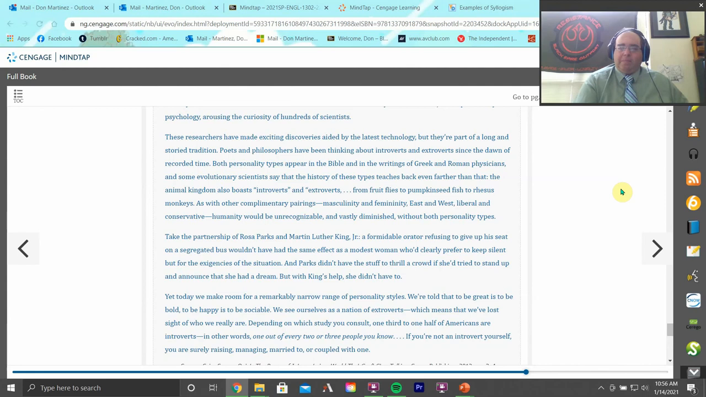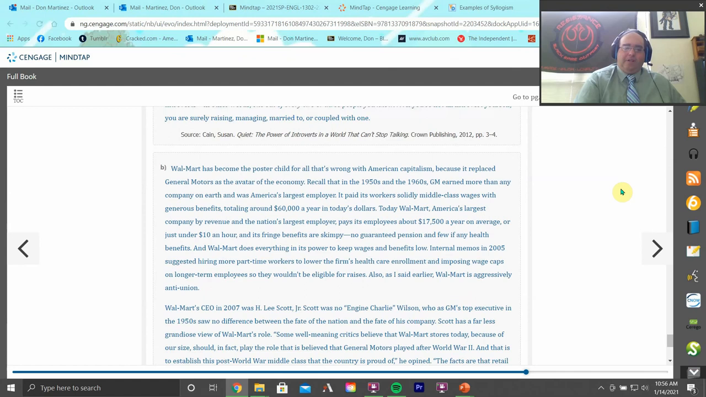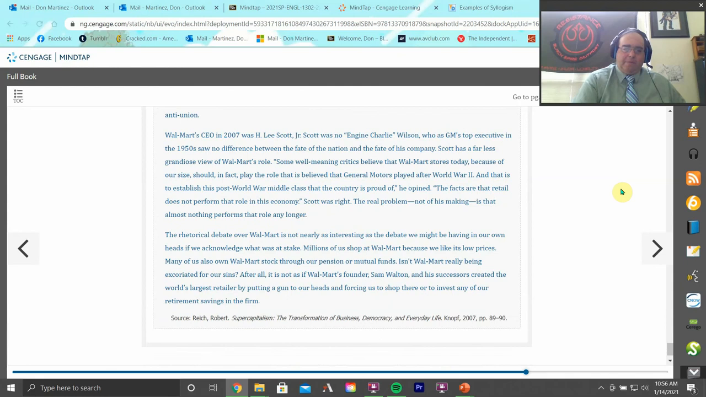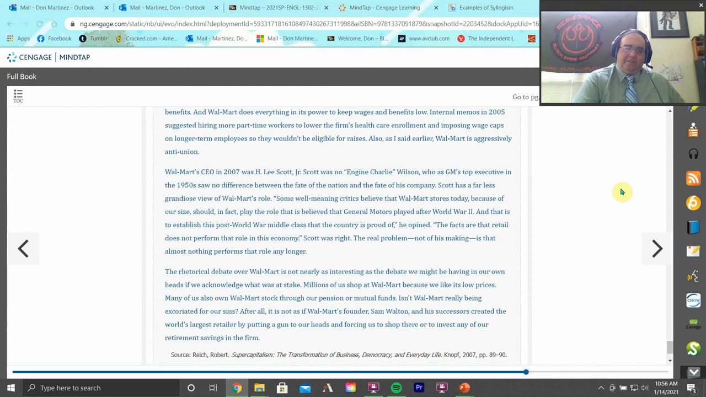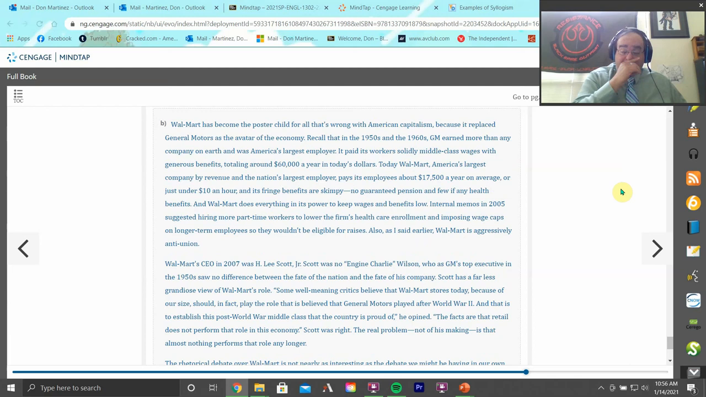All right, so let's go to the second one, okay? Here is the second excerpt. This is from Robert Reich, former Secretary of Labor. It's from his book, Super Capitalism, The Transformation of Business, Democracy, and Everyday Life, okay? Robert Reich has also become a very vocal activist on social media. I actually see him popping up in my Facebook feed all the time, okay? So here's what Robert Reich has to say.